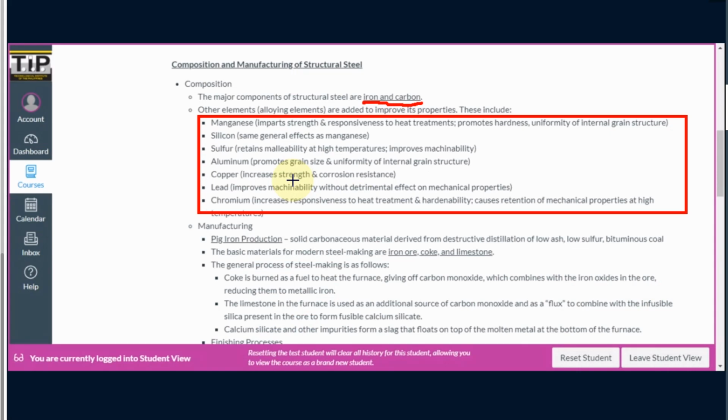Lead improves machinability without detrimental effect on mechanical properties. Chromium increases responsiveness to heat treatment and hardenability, and causes retention of mechanical properties at high temperatures. Okay, so these are the trace elements that we usually add to iron and carbon in order to produce structural steel. Okay, so how do we exactly manufacture structural steel?